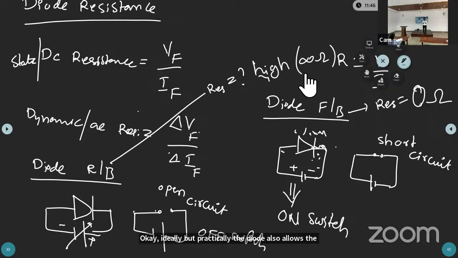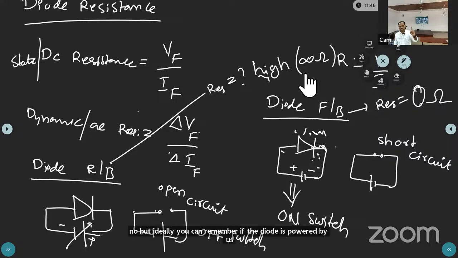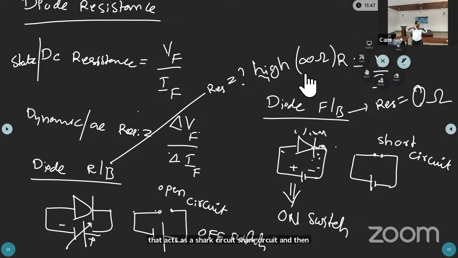So now, ideally, you can remember, if the diode is forward biased, that acts as a short circuit. Short circuit ante simply itla connection anatlu. Are both connected or disconnected? Now this is the connection, means short circuit.